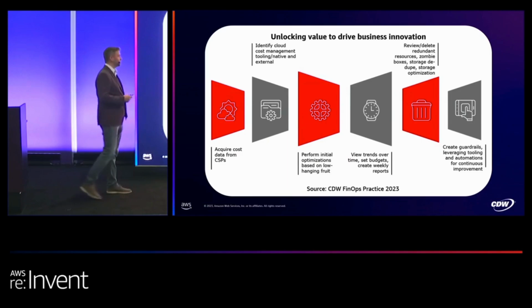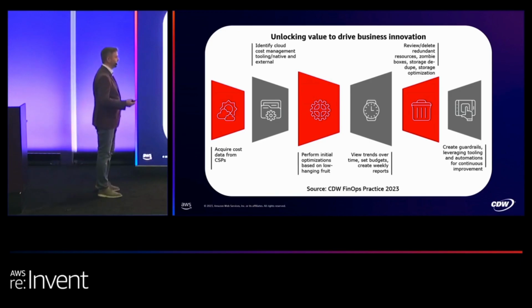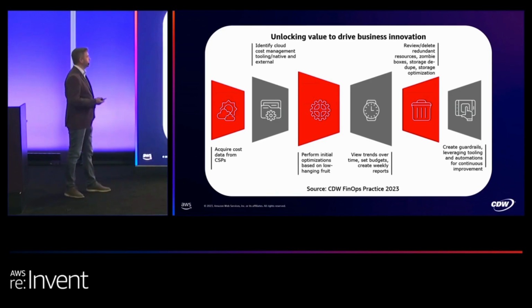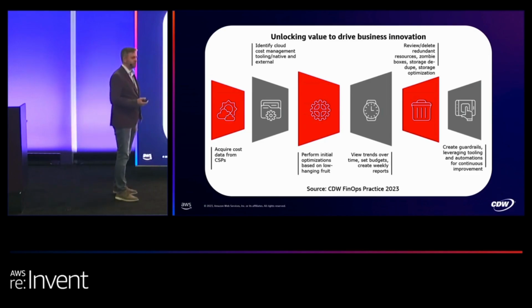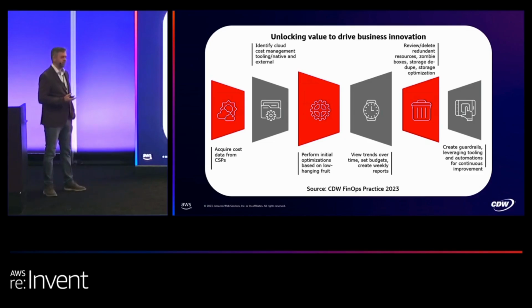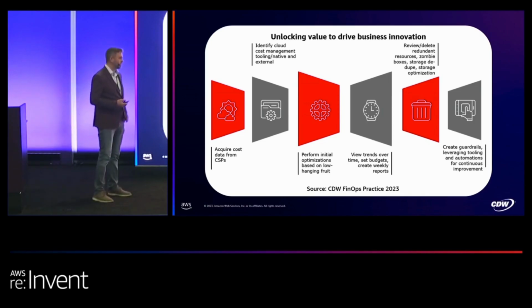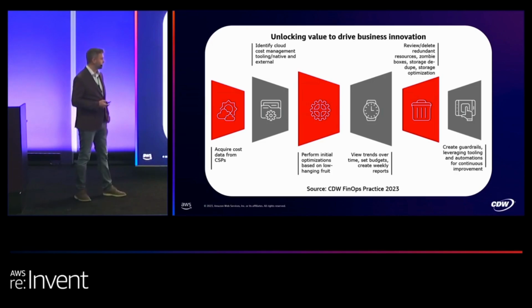So let's talk a little bit about the process, what that looks like. You want to put together an action plan. First thing you can do is acquire the data from CSPs, in this case, AWS. You can get the data natively from internal dashboards. There's also external tooling that you can lean on. You want to perform optimizations based on the cliche known as low-hanging fruit. So that's initial recommendations. And you want to start executing those so that you can get quick wins and start making progress in terms of unlocking ROI.